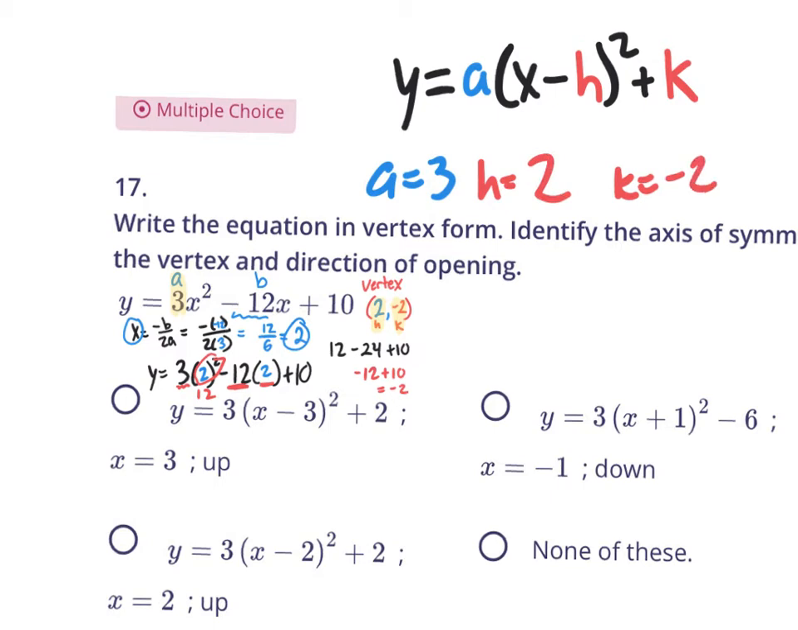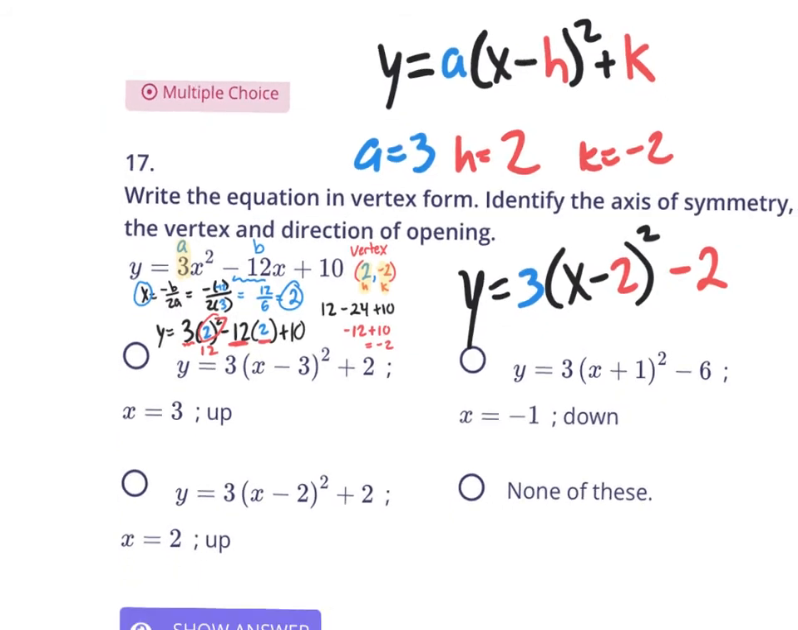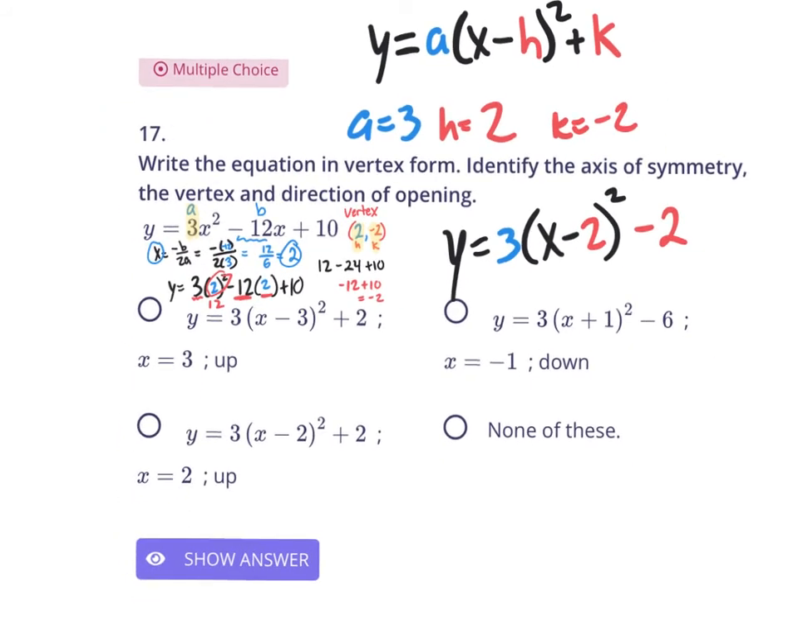So let me write it out. Y equals a, we said was 3. X minus h, we said was 2, close parentheses squared, plus k, and the k value is minus 2. So plus negative 2 is just going to be a minus 2 at the end. So which multiple choice answer is this? This is, oh, wait a minute, there's still more to it. After knowing that this is your correct equation, which is this one right here, y equals 3, x minus 2 squared minus 2, it also says identify the axis of symmetry.